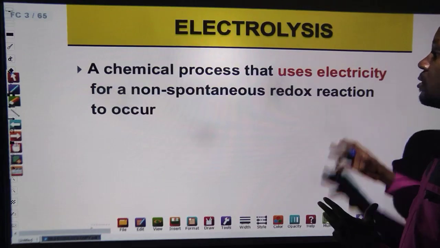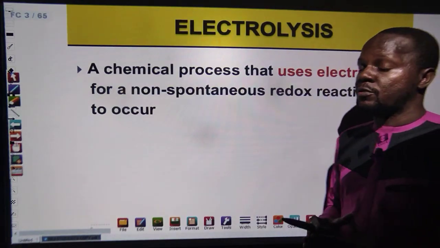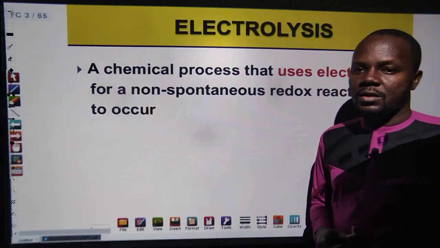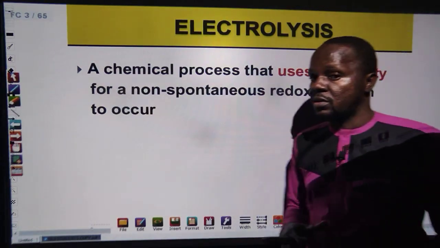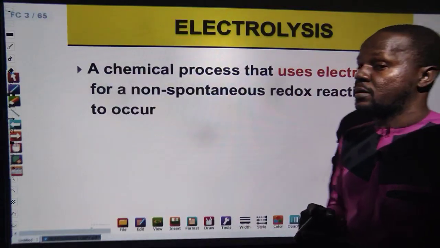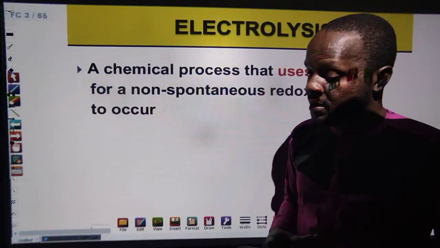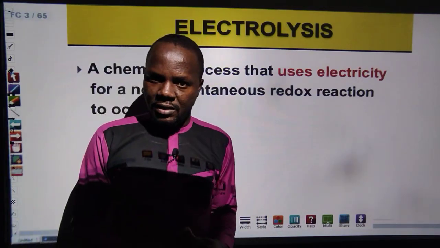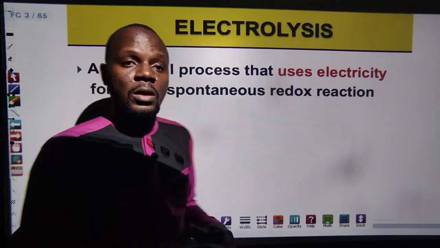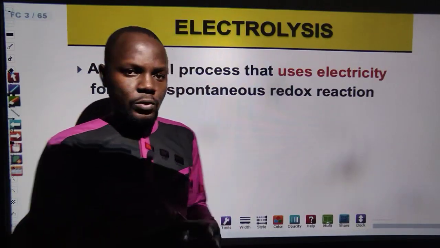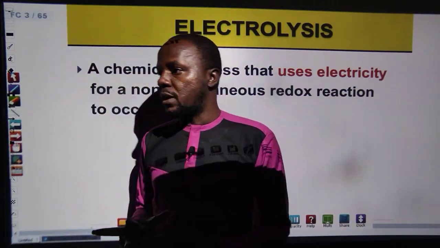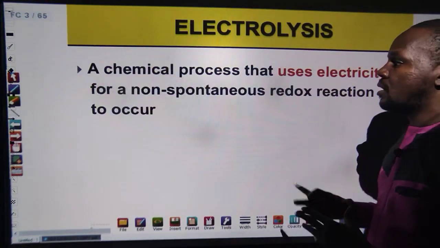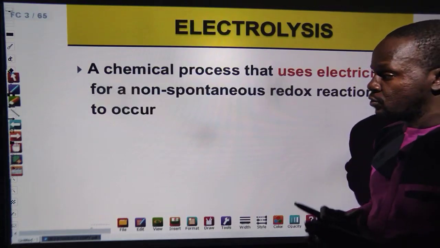So it is a kind of cell that uses electricity for a non-spontaneous redox reaction. Remember, we defined the other type of cell, the voltaic cell, which is also called the galvanic cell, the one that uses chemical energy to develop a spontaneous redox reaction. So many times in examinations, you might be faced with a distinction between the electrolytic cell and the chemical cell. You need to be careful.